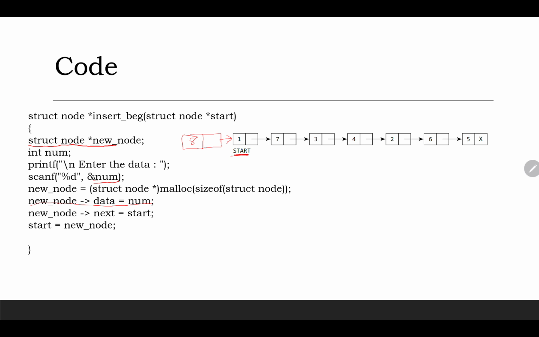Then start tends to new node. So next, this new node will become the start. So now this is the start. Then next we have to return the start. So this is the code.